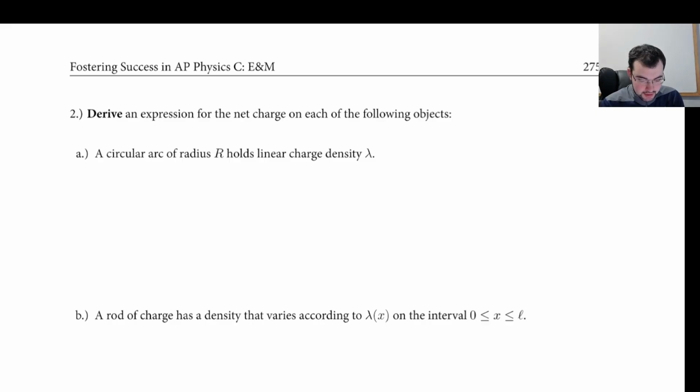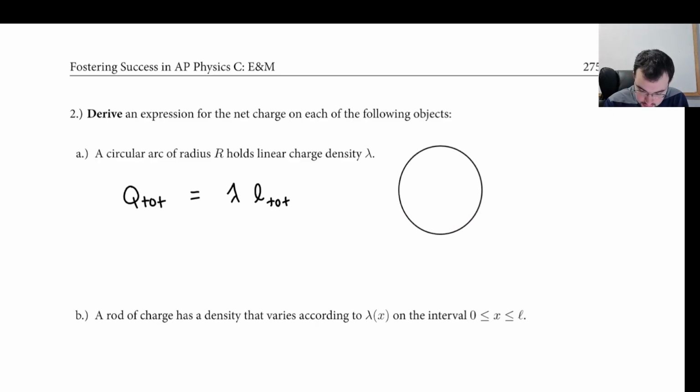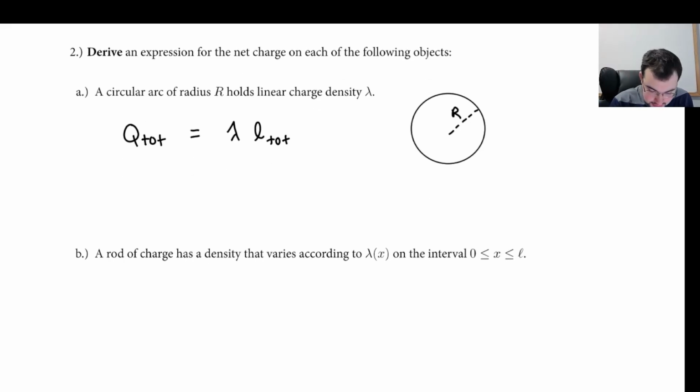A circular arc of radius r holds linear charge density lambda. Well, this is constant, so no calculus is required. So we just know that the total charge is just going to be lambda times the total length. And this is a circular arc. So once again, we can give ourselves a little circular arc. So we just want the length of this circle. And the length of a circle, of course, that's just its circumference. So we just get lambda times 2 pi r.